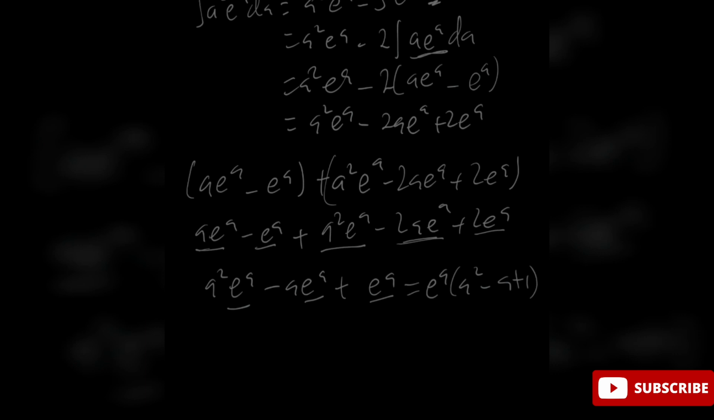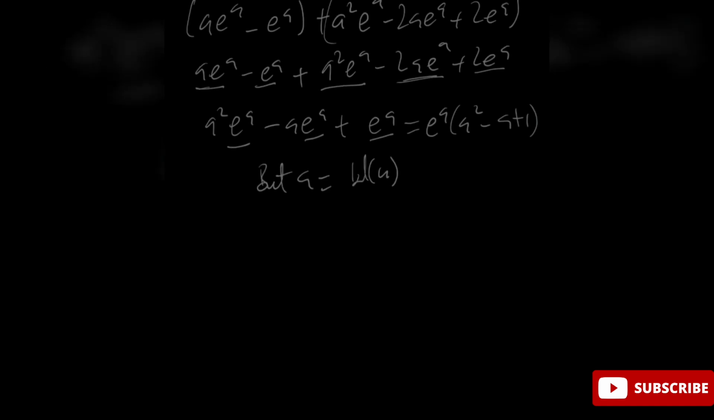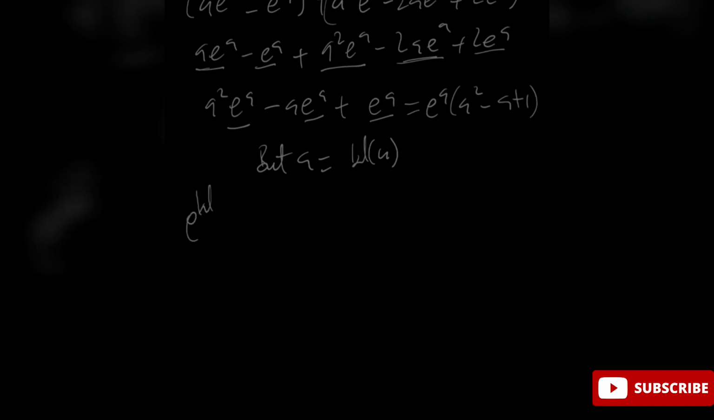All right, so we are done with the integration. We just have to reintroduce our substituted expressions. So what was a? A was equal to w of u. So replacing a with w of u, we get this. So this is w of u squared minus w of u plus 1.